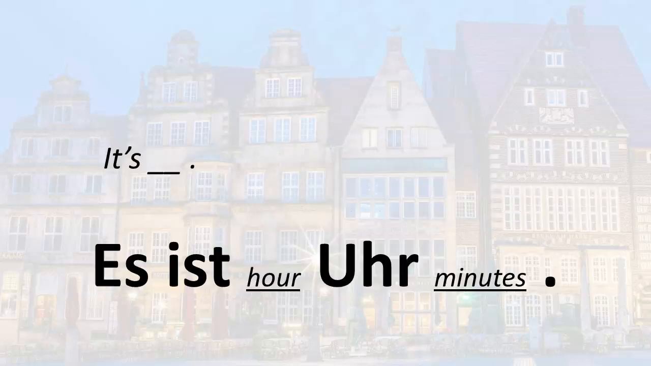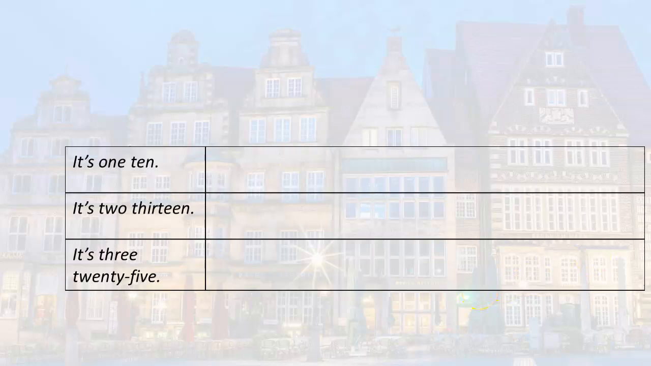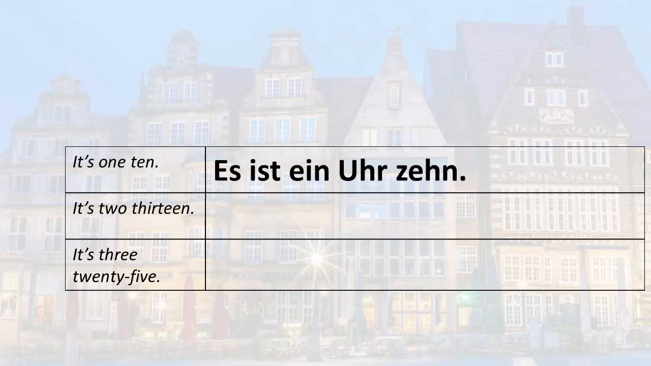Now to add minutes after the hour, you basically use the same formula, es ist Uhr, and then just simply state the minutes afterwards. So if I want to say it's 1:10, I would say es ist 1 Uhr, it's 1, and then just add the number 10. Es ist 1 Uhr 10.